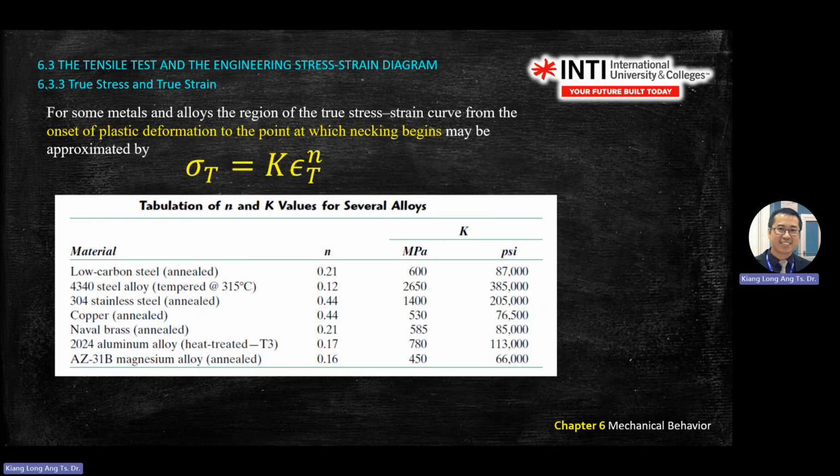Okay, these are the charts. If you see this chart or this table with the n and the K, it means it forces you to use this equation already: true stress equals K times strain to the power n. So you have a K and n, and you can find the true stress and true strain for different materials over here.